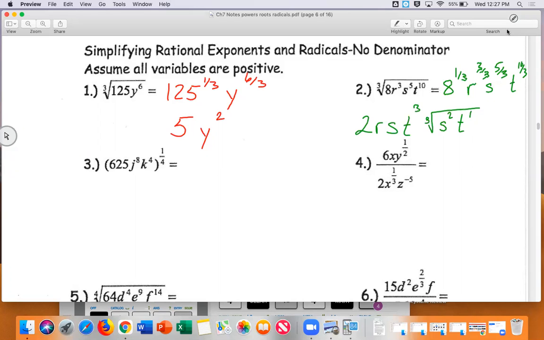For number 3, even better. Big fan of this one. Why? I just distribute that 1/4. 625 to the 1/4. 8 times 1/4. You guys know what that is? 2. Because we would do 8 times 1 is 8 divided by 4 is 2. k to the what power? 1. So all I need to do is figure out what is the 4th root of 625.